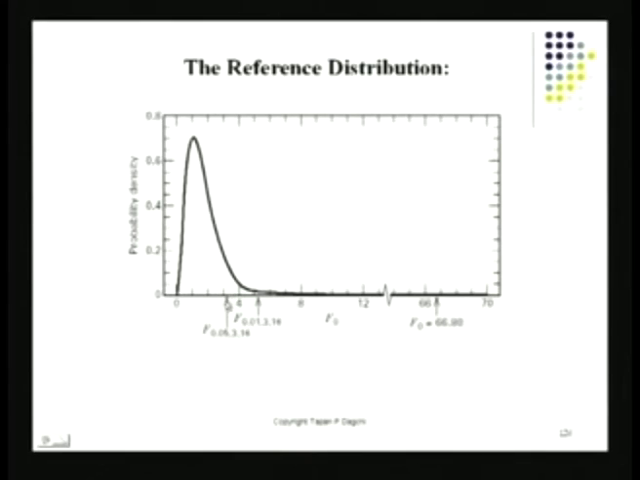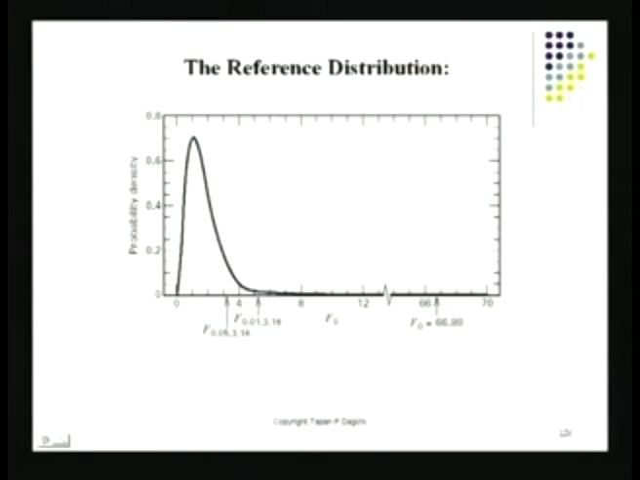The critical value at 5% alpha level is here. The critical value at 1% alpha level is here. And the calculated value of F, which is the ratio of the mean sum of squares due to treatment and the mean sum of squares due to error, is 66.80, which is much bigger than the quantities that would allow me to accept the hypothesis that indeed treatment levels had no effect at all.